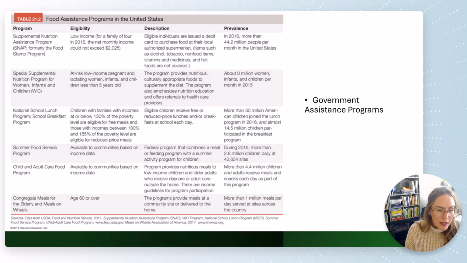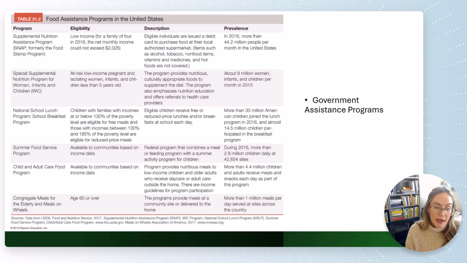Another one to look at is the Special Supplemental Nutrition Program for Women, Infants, and Children. This one's more commonly known as WIC. This is also for low-income population, but they specifically want to assist pregnant women, lactating women, infants, and children. So women, infants, and children is who we help with this one.